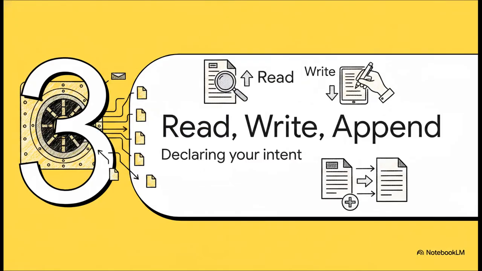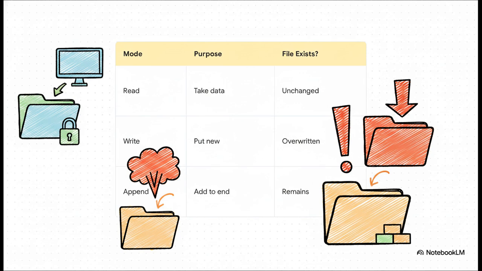Next up, part three. Read, write, or append. It's time to declare your intent. When you open that vault, you've got three main modes to choose from. Read mode is safe and simple. You just take data out, and the file stays entirely unchanged. Append mode is great for adding new data right onto the very end of an existing file.